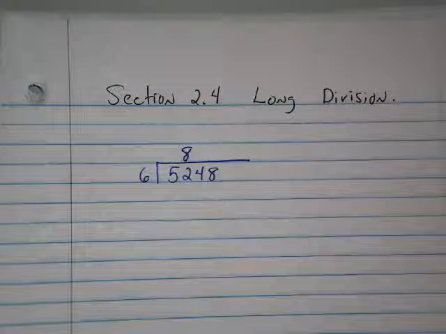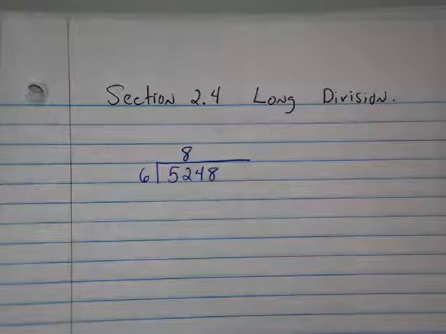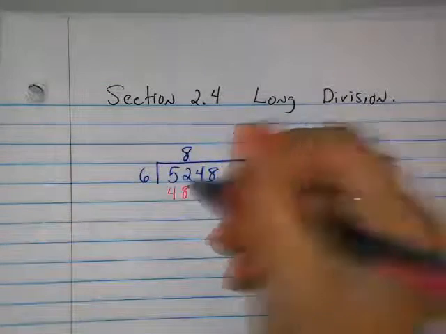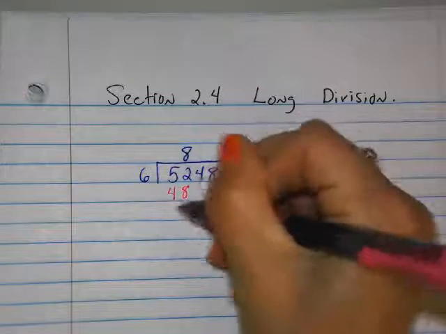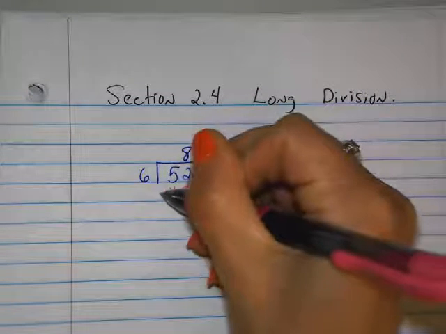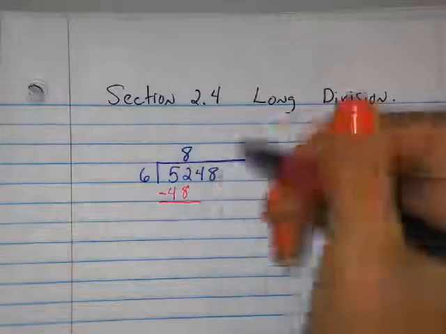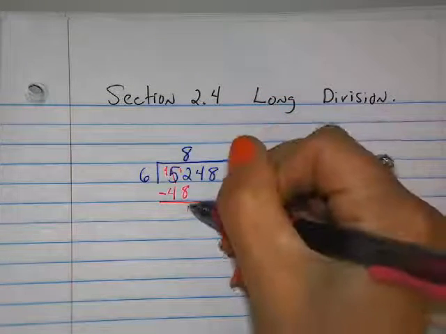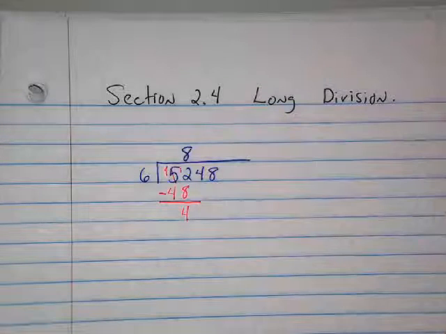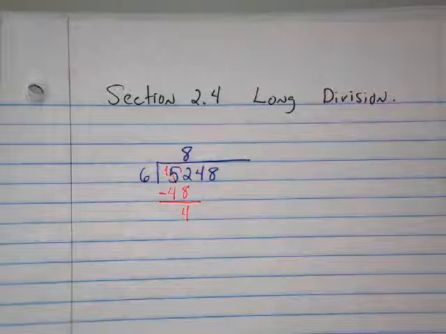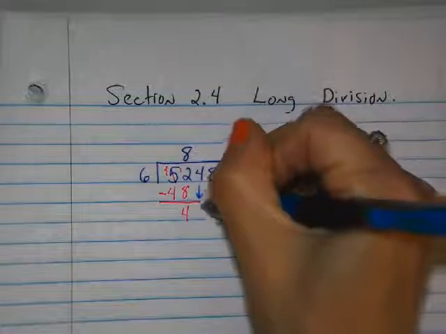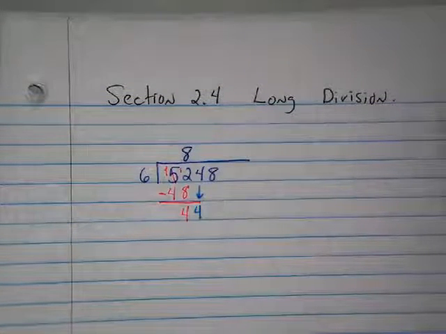Now you say, what did you do next? 8 times 6 is 48. And then you would do what with these two numbers? You would subtract them. So you get 4. And then what was your next step? So your next step would be that you would bring down this other 4. And then you would repeat the process.